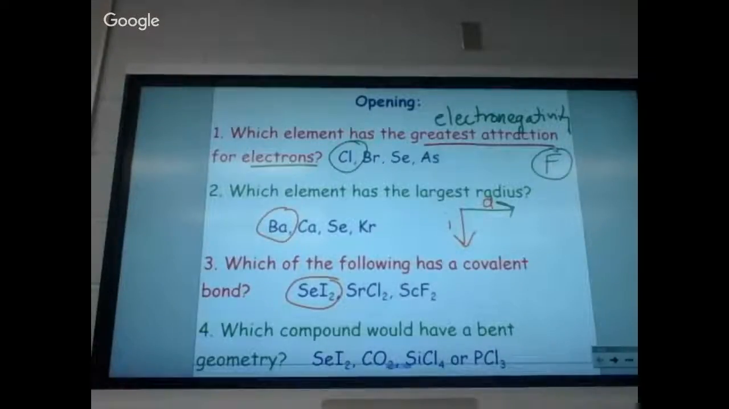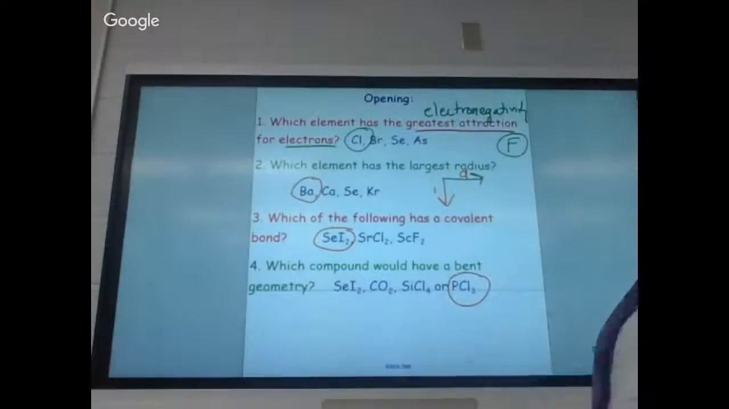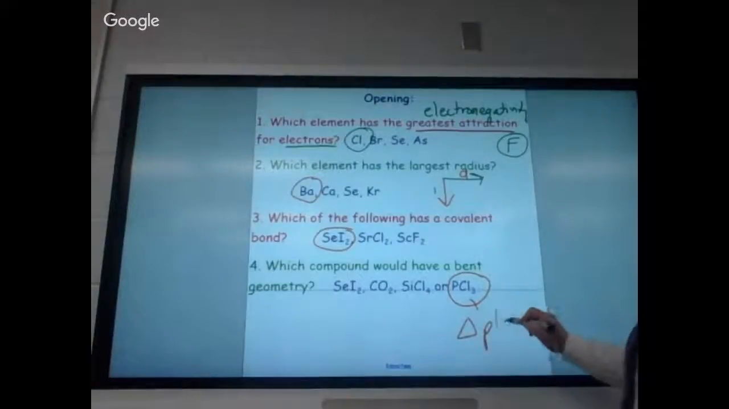All right, which one would have a bent geometry? Which ones would you automatically eliminate based on formulas? The last two. Okay, you would know that PCl3, just looking at this, has to be either triangular planar or triangular pyramidal. You can't do any better than that, but you know that.